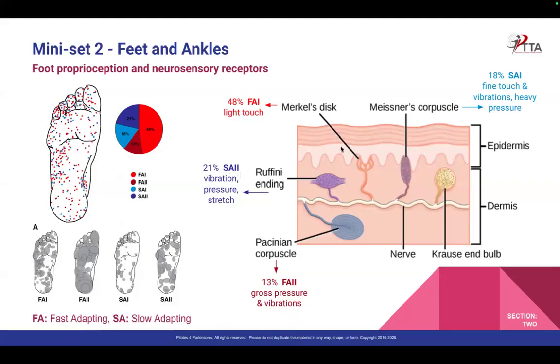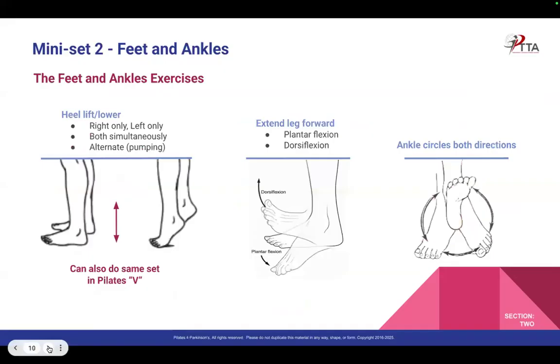And then you have the slow acting 1 and 2, and these sense heavy pressure and vibration and pressure and stretch. So they all sense different things, but all that information gathered together shoots up the afferent nervous system into the brain. And then the brain processes all of that and sends back down efferent signals to the rest of the body of what it needs to do to maintain balance and stability. So that's how important the feet are.